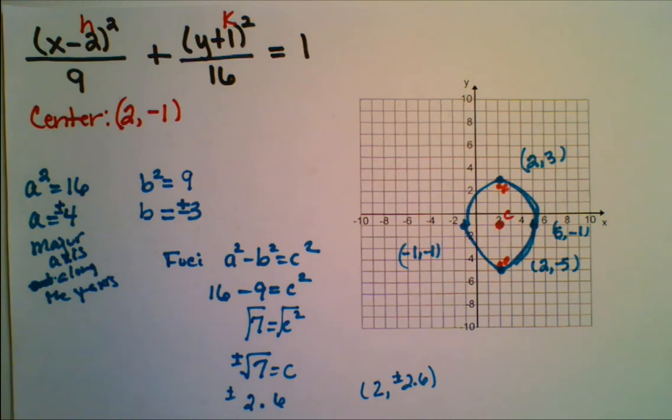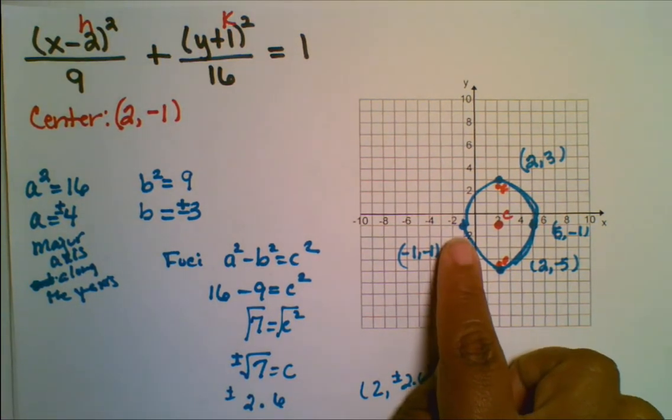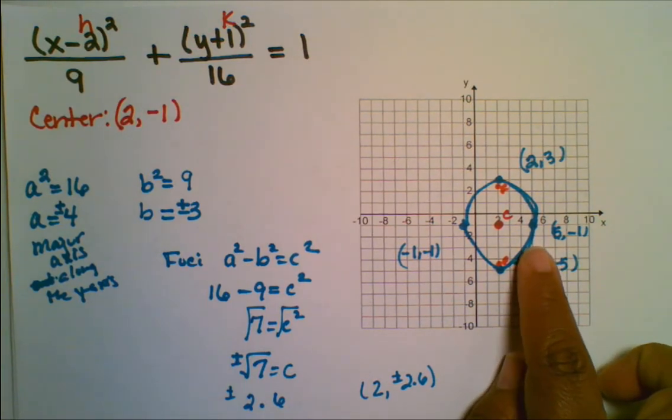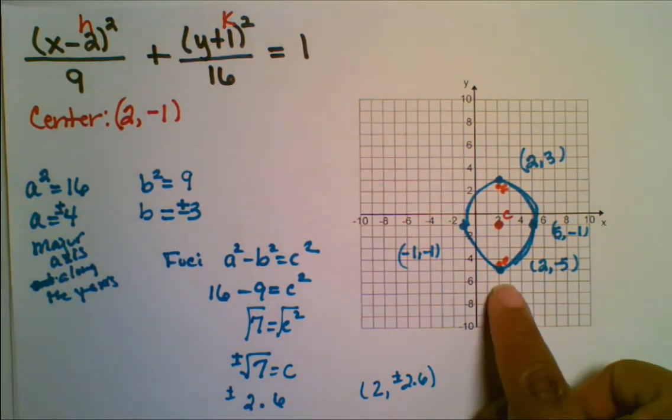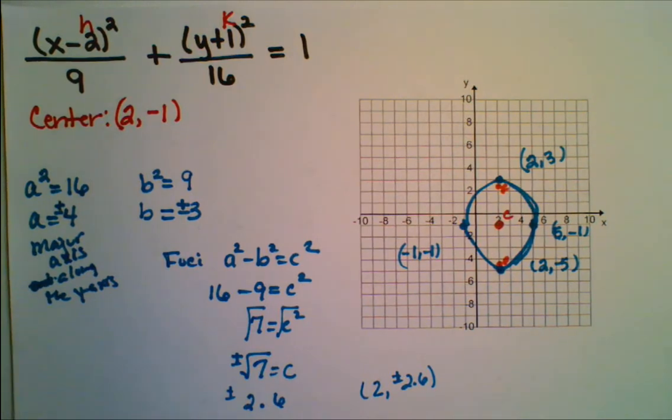So there we go. And now if I ask you what's the domain and range, our domain would be from negative 1 to positive 5. Our range would be from negative 5 to positive 3. There we go.